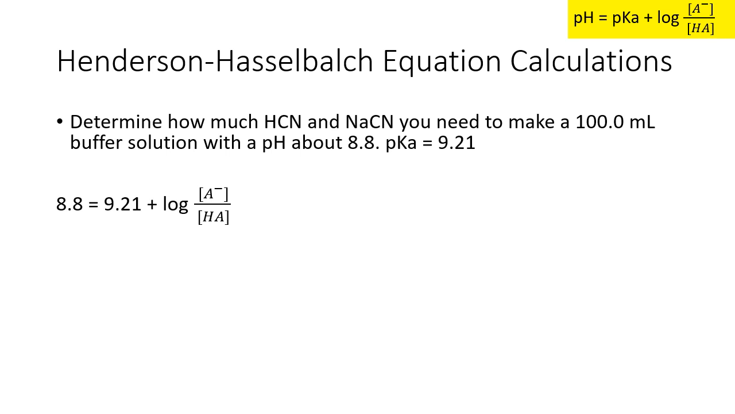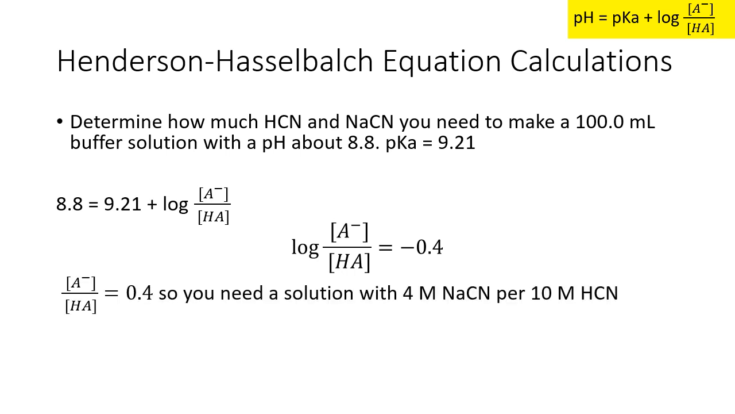We can solve for the log of anion to acid. And I get negative 0.4, right? And we're making sure we go to the 10th place because 8.8 is to the 10th place. Now, if I take 10 to the log and 10 to the negative 0.4, I get 0.4. So my anion over acid is equal to 0.4. So you need a solution with about 4 molar NaCN per 10 molar HCN.